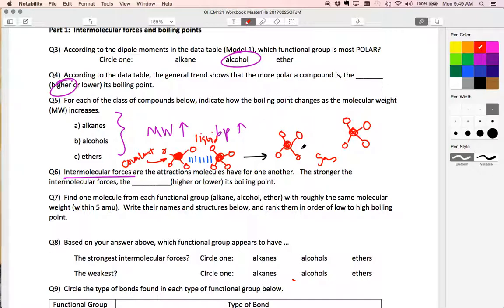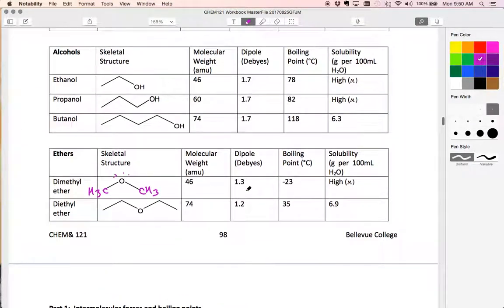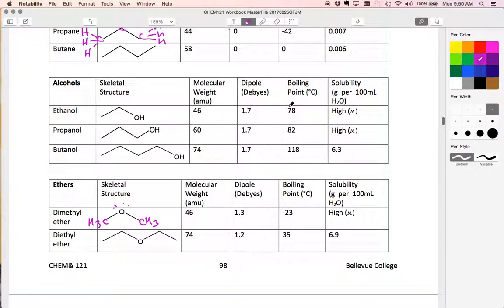So what that means is that these forces between the molecules, these IMFs, need to break in order for the molecule to change its phase. So if these forces are stronger, then that means it needs more energy in order to break that stronger intermolecular force. That higher energy is going to result in a higher boiling point.